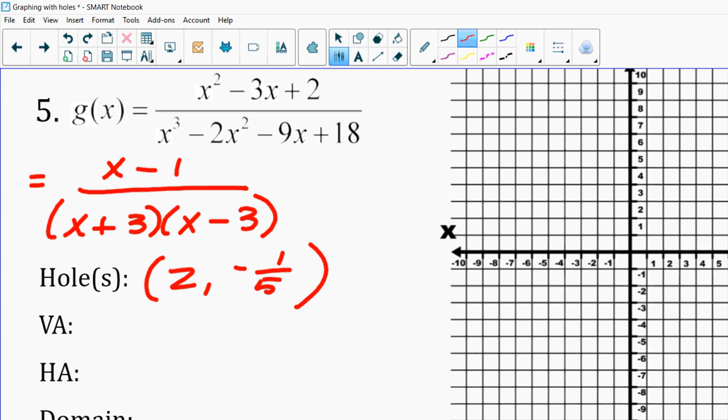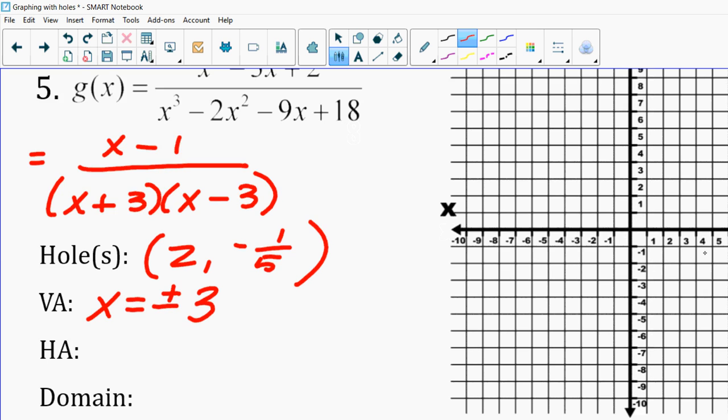Vertical asymptote. Vertical asymptotes occur after I've checked for holes. Vertical asymptotes occur where? When the denominator is 0. Good. That's right. Oh, snap, I got two vertical asymptotes: x equals 3 and x equals negative 3. So I got two of them.